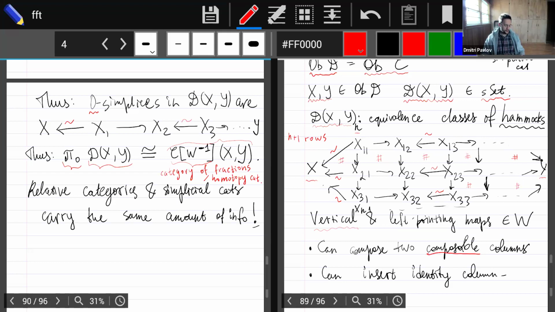But ultimately, this turns out to be not quite true because of the equivalence relation. So if you fix the number of columns and their types, whether they point left or right, then for a fixed geometric shape of such picture, you do see the nerve of a category. But the moment you introduce the equivalence relation, it ceases to be a nerve.